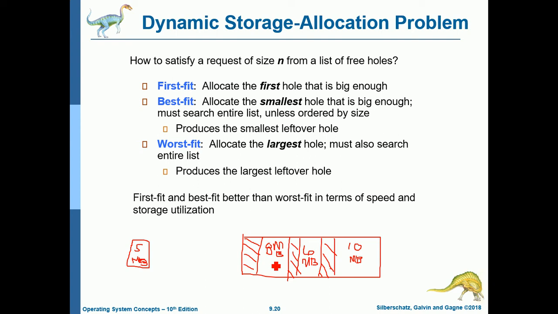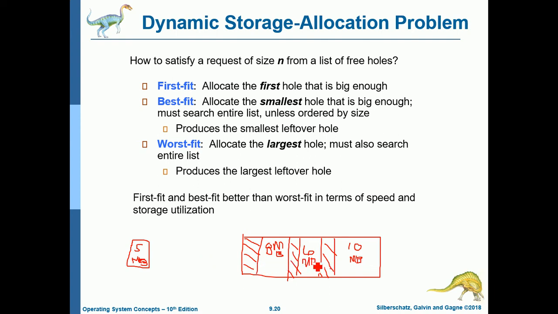Since this is the first hole that is big enough for 5 MB, the 5 MB will be put inside this space, which is 8 megabytes, for first fit. Okay? Next, best fit: allocate the smallest hole that is big enough, and it must search the entire list unless ordered by size. Since this is not ordered by size, it will check all the holes that are available.